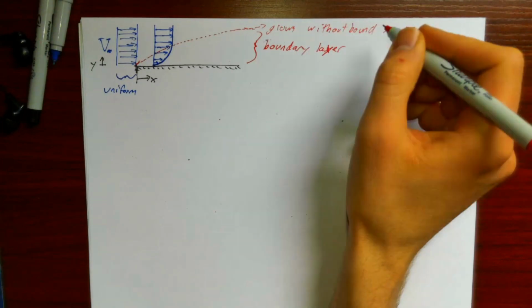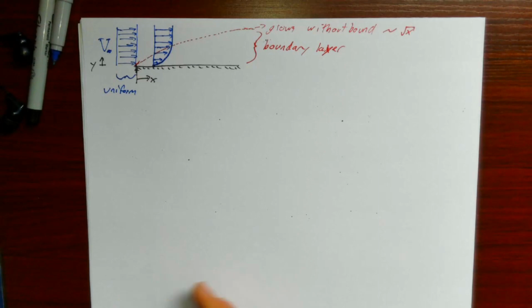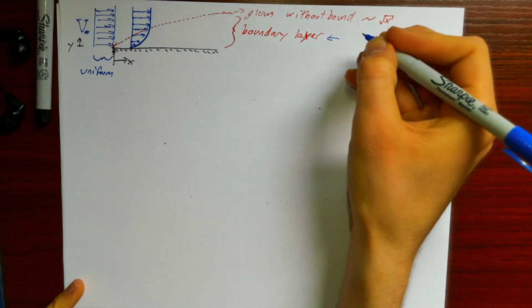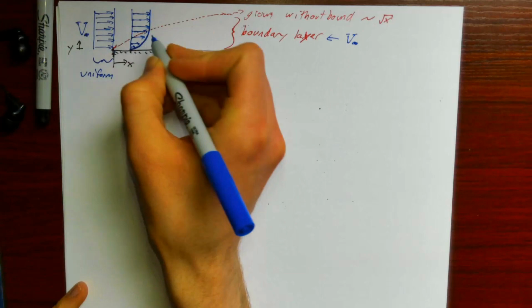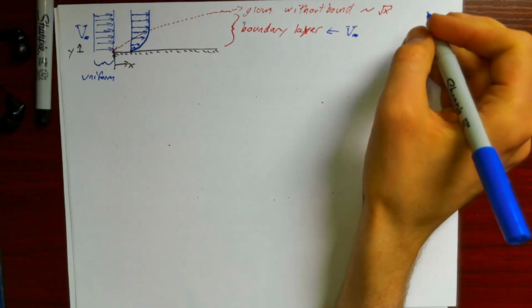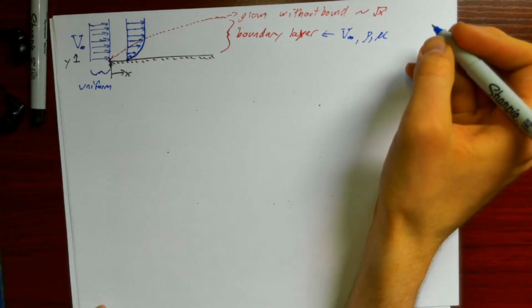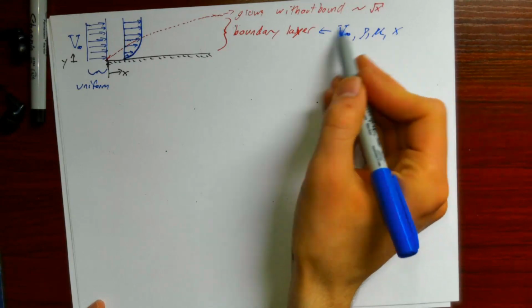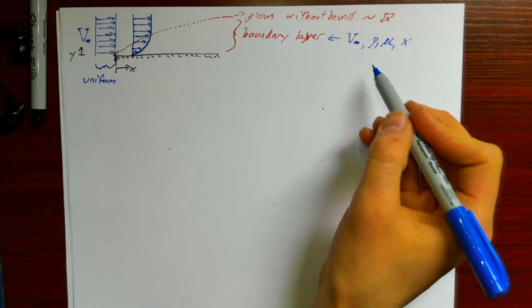So we call this the boundary layer, and its thickness is proportional to the square root of x. Some other factors that affect it are the velocity. It turns out the magnitude of the velocity affects the thickness of the boundary layer, as does the fluid density, viscosity, and of course x position as well. So the boundary layer is a function of these variables right here. The thickness of the boundary layer is a function of that.